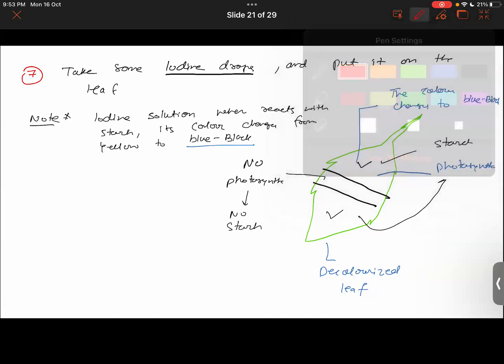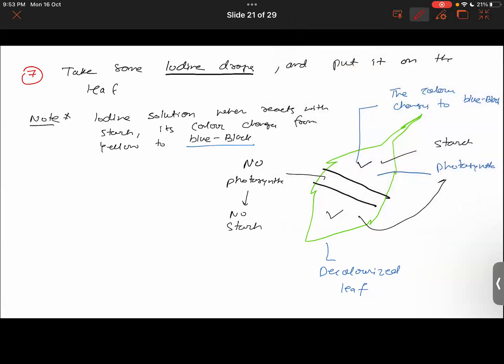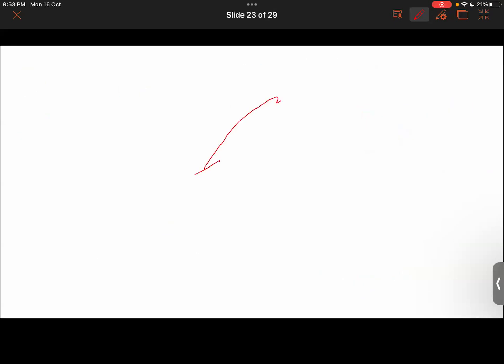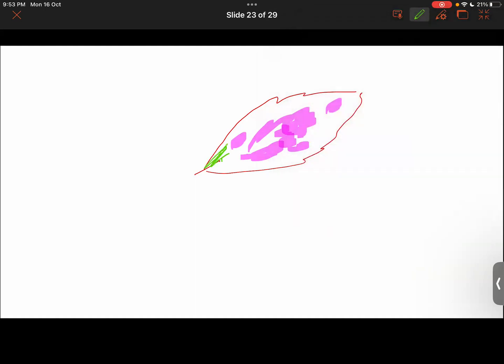Now, consider a leaf which is colorful. We take a leaf that is colorful. Like now if you were to take a leaf like this, where some portion of it is colorful like this, while the rest is green.